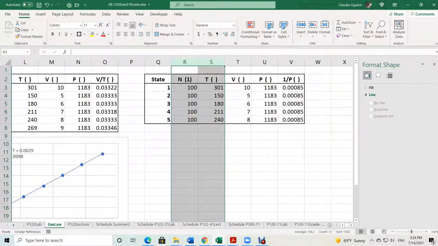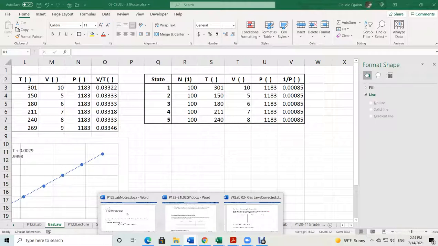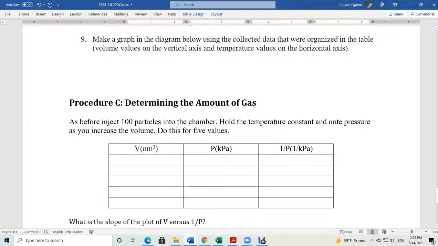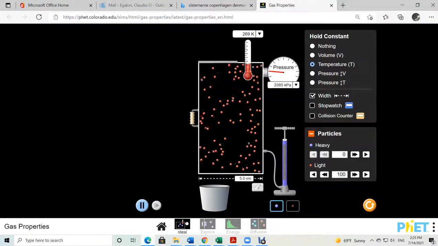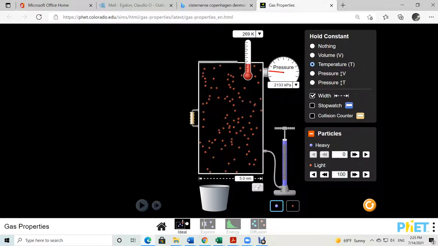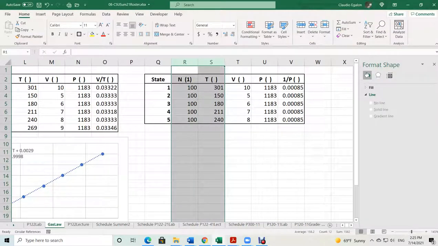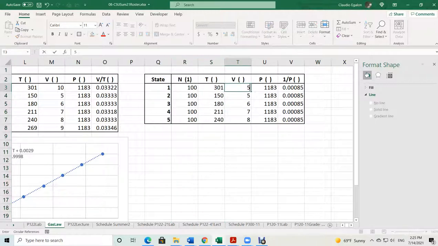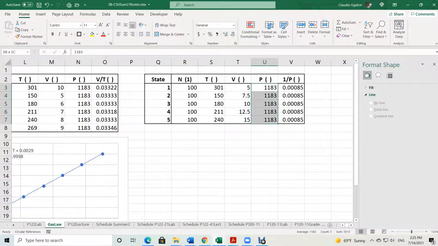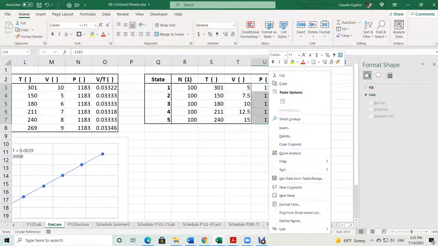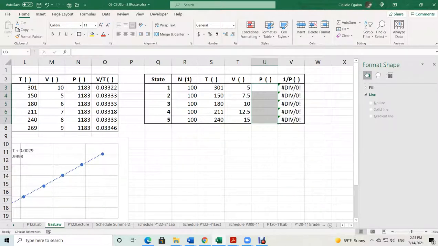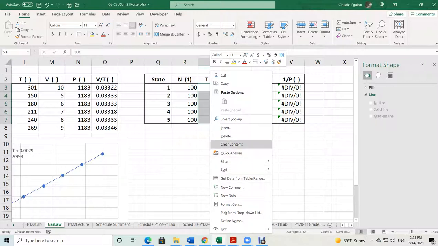The temperature doesn't change. Does it tell you which temperature should be used? We have to look at the temperature values. He doesn't say which temperature to hold constant. So you can choose whatever temperature you want. Choose this temperature. Choose 69. At 5 nanometers. The volumes that we are going to use are 5, 7 and a half, 10. I'm choosing those values. You can choose different values, up to you. We still do not know what the pressure is. Let me clear that for now. Clear contents. The number of particles doesn't change, right?